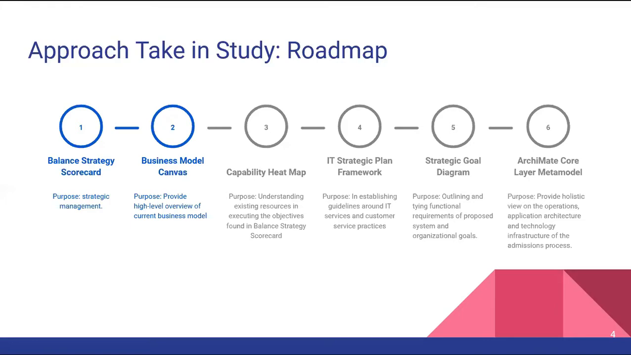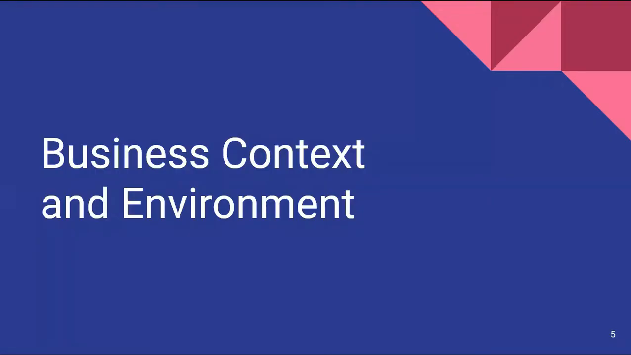In application and systems architecture, the strategic goal diagram was used for outlining and tying functional requirements of the proposed RPA system and organizational goals of U of T's enrollment services, and Archimate core layer meta model to provide a holistic view on the operations, application architecture, and technology infrastructure of the admissions process. Now, moving on to the business context and environment.